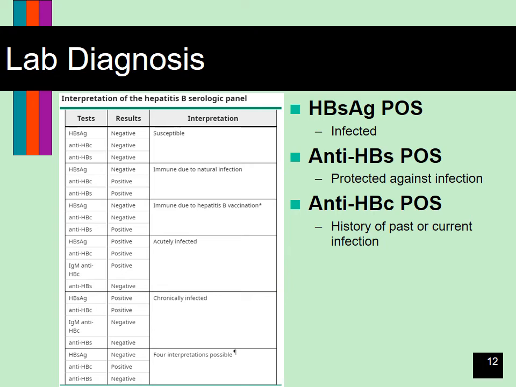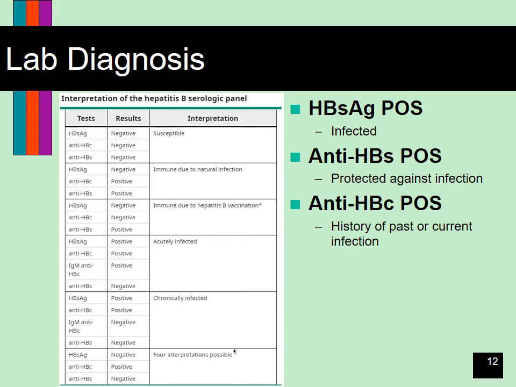Using this table as a go-by, a positive or reactive hepatitis B surface antigen test result means that the person is currently infected with hepatitis B. This test can detect the actual presence of the hepatitis B virus in your blood. And so a positive hepatitis B surface antigen test result means that you are infected and you can spread the hepatitis B virus through your blood.